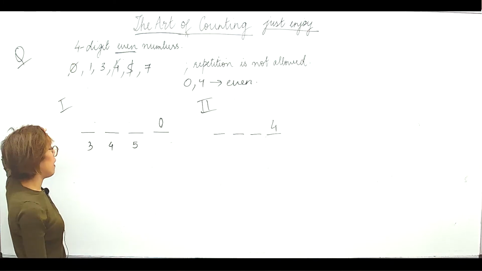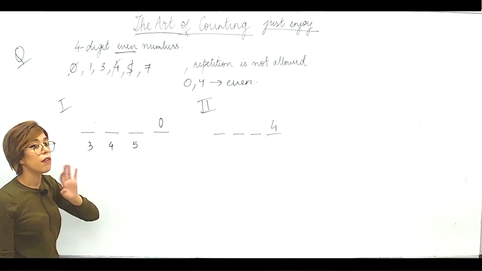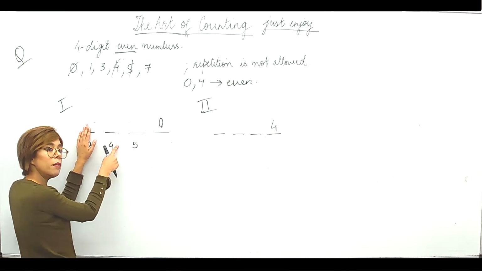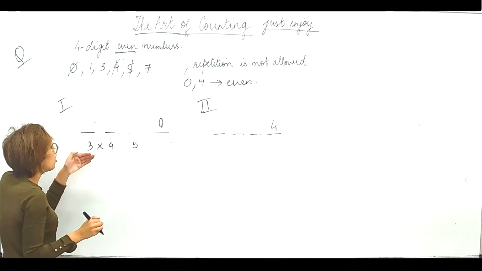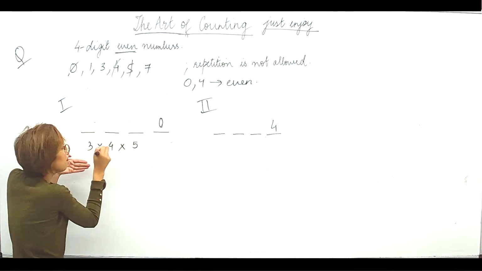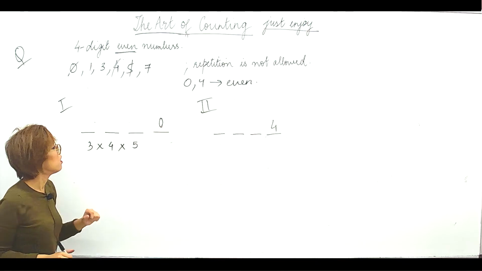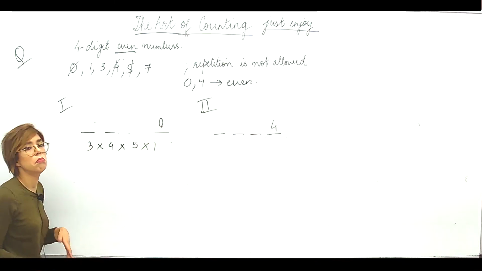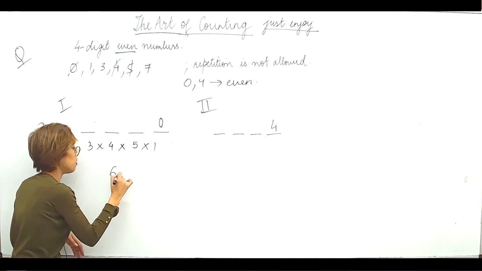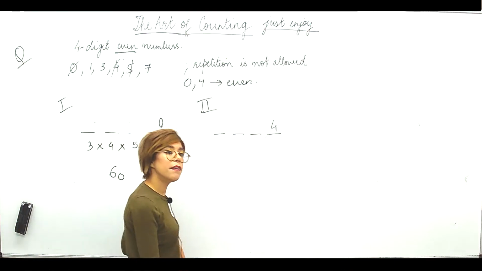Right? Now let's find out the total number of numbers. So corresponding to each choice here, I'll have a choice of number here. So 3 into 4. Corresponding to each choice over here, I'll have a choice of number here. So into 5. And this is fixed, so write into 1. So how many numbers am I getting from here? I'm getting 60 numbers.